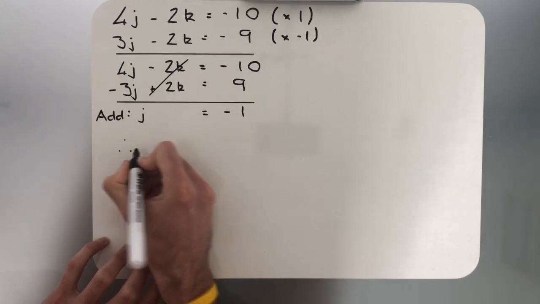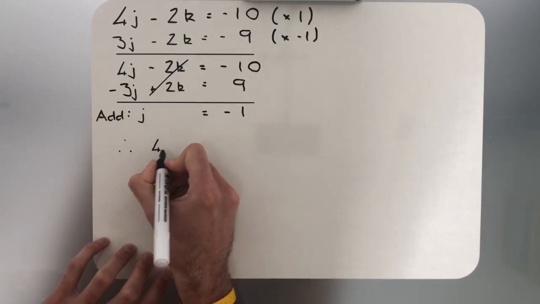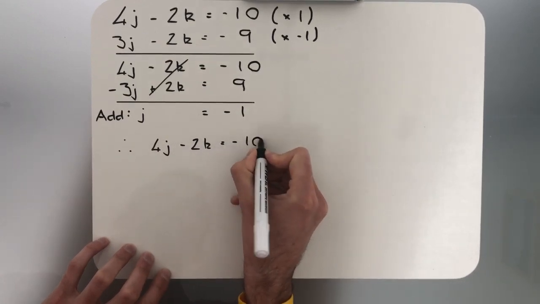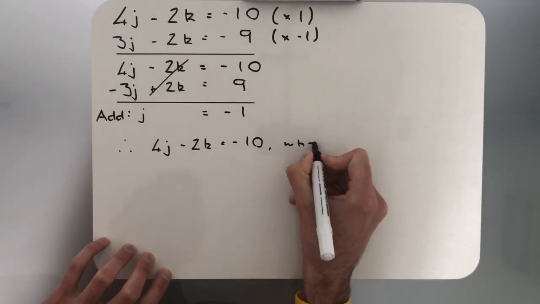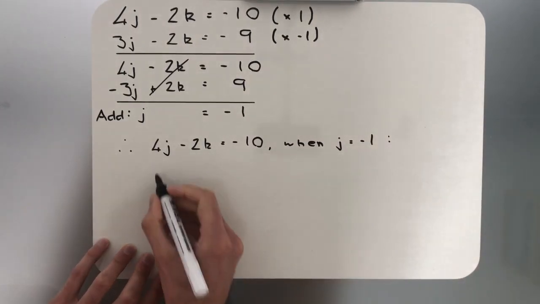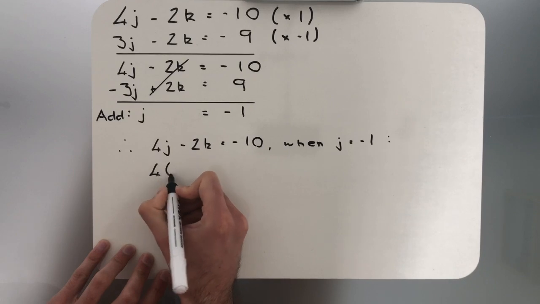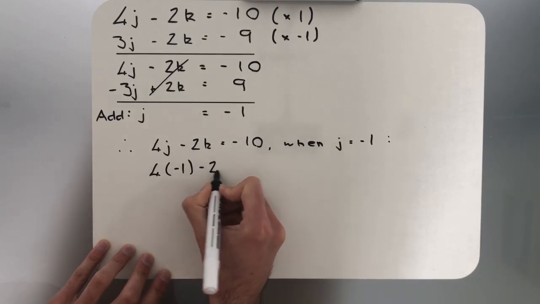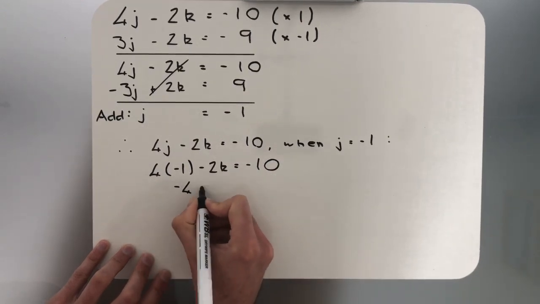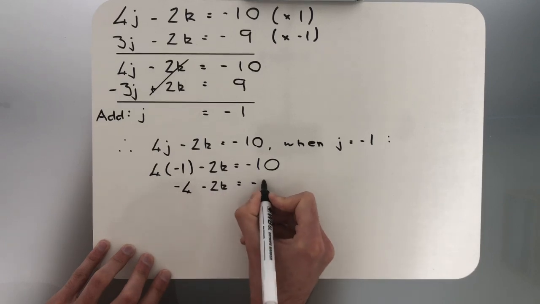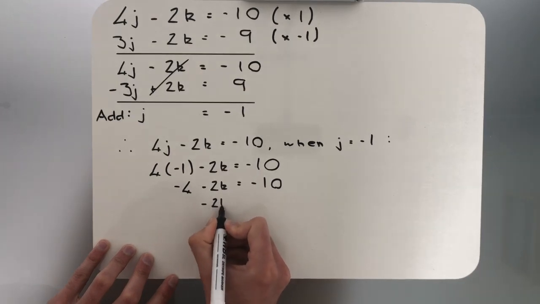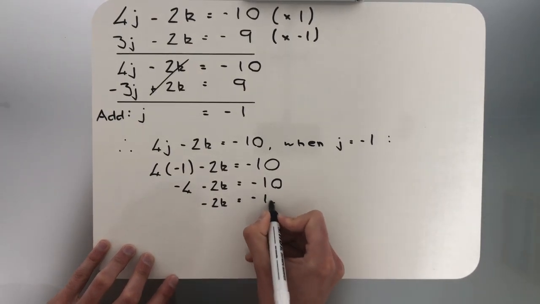So therefore, we start with our first equation. 4j subtracting 2k is equal to -10. When j is equal to -1, let's solve. So we'll substitute it in. 4 bracket -1 subtracting 2k is equal to -10. This gives us -4 subtract 2k is -10. I'm going to choose to leave my letter on the left hand side, so -2k is equal to -10.